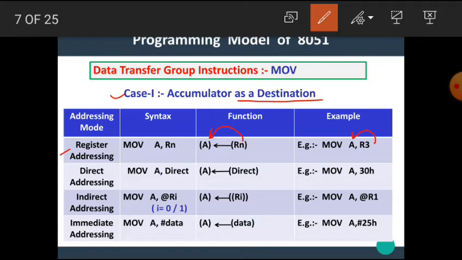The next instruction is MOV A, direct. That means whatever data is stored in this memory location is copied into the accumulator. For example, MOV A, 30h. That means whatever data is stored in the 30h memory location is copied into the accumulator.